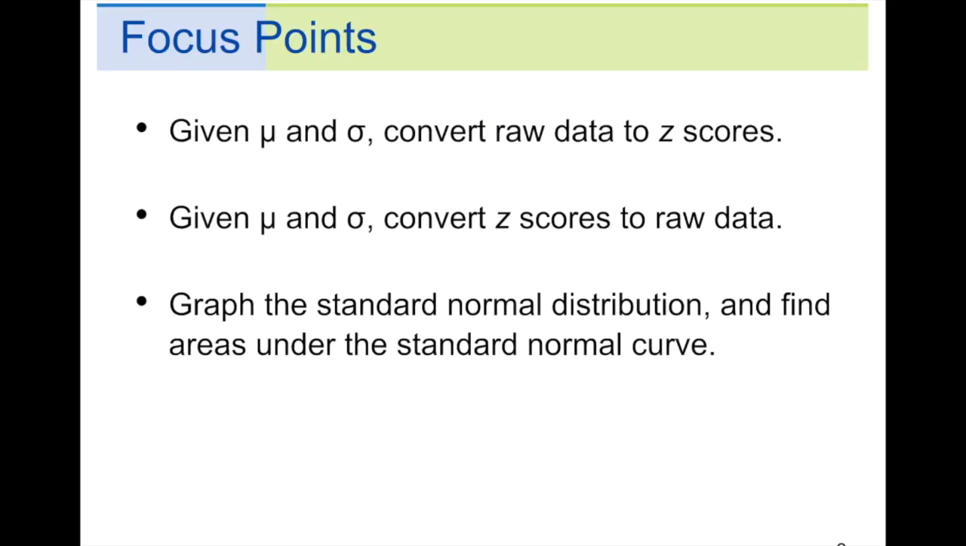Alright, so the focus points for this lesson. Given mu and sigma, convert raw data to z-scores, and vice versa. Given mu and sigma, convert z-scores to raw data. And graph the standard normal distribution and find areas under the standard normal curve.